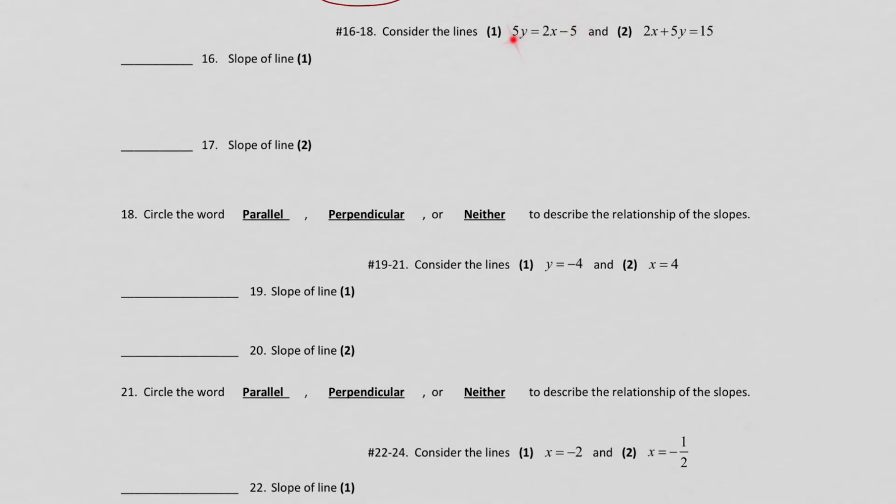We're going to put this into slope-intercept form by dividing by 5. And again, don't worry about this right here. We can just drop that. So we're going to get y is equal to 2/5 x. This is -1, but again, this doesn't matter. So our slope is 2/5. It's the number in front of the x.